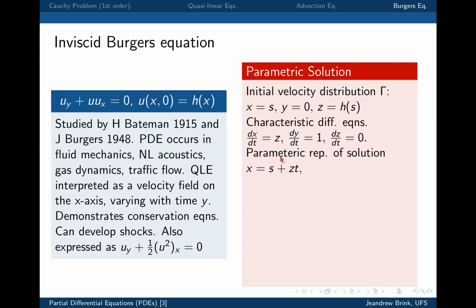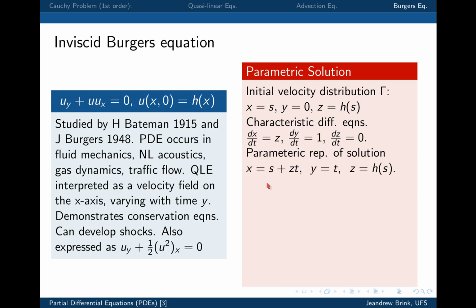And the parametric solution is x equals s plus zt. This thing you can only write down since you know that z is constant. If z was not constant in time, this would not be true. So rather follow what I've said. Systematically solve these two first. You know z is a constant, and therefore you can integrate this last equation. And you also know that when t equals 0, x equals s. So that's the parametric solution: y equals t and z equals h of s.